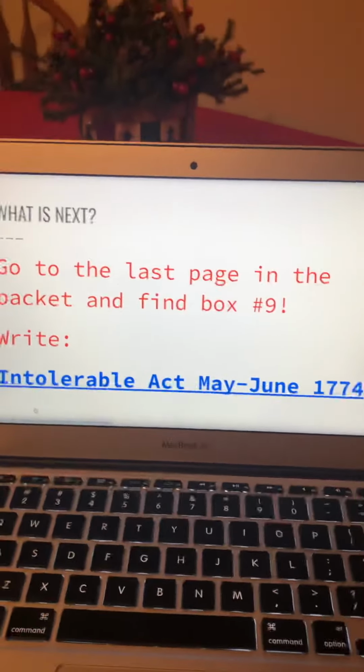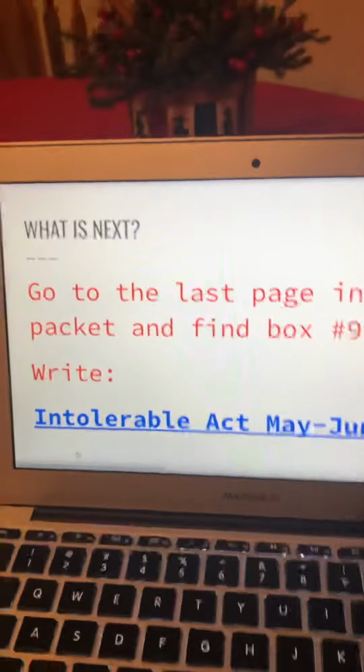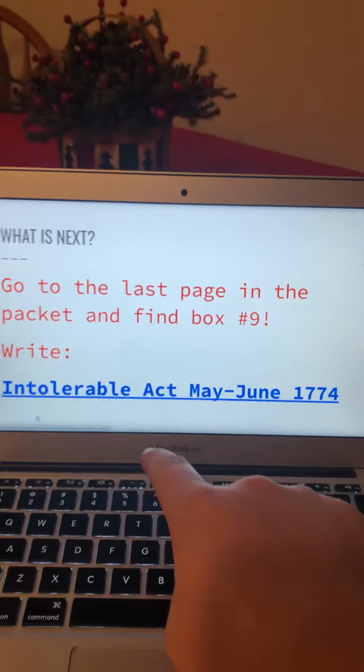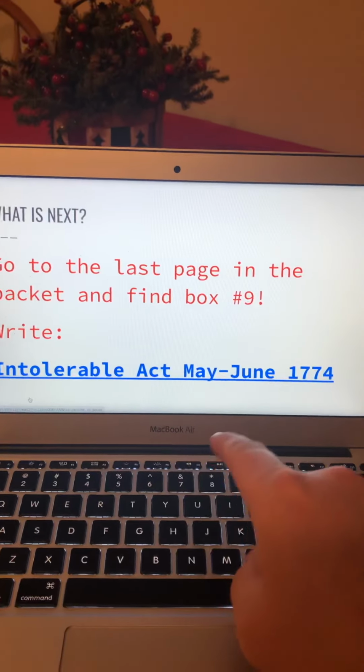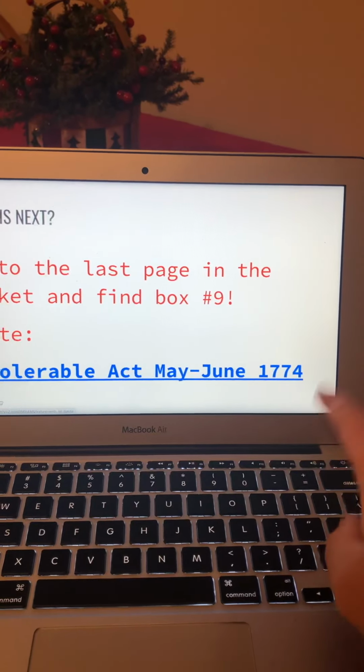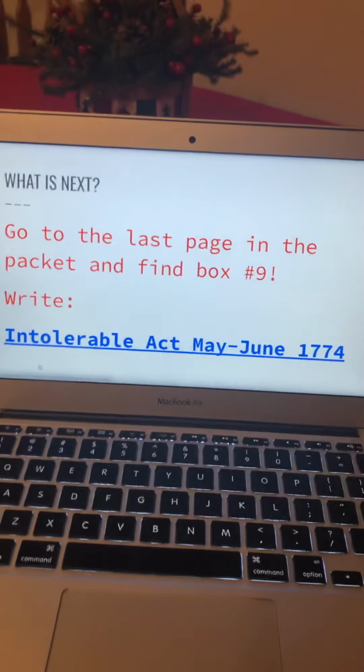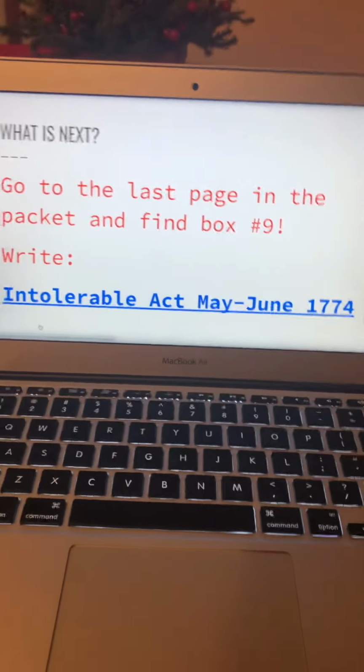After that, what is next? Go to the last page in the packet and find box number 9, okay? So 1, 2, 3, 6, 8. There's 8, so 9, okay? 9 is an Intolerable Act. So you write down Intolerable Act, May through June 1774, okay? You would write that down like I did right here. And it's okay to go out of the box a little bit. I have to write big sometimes too, so that's okay.